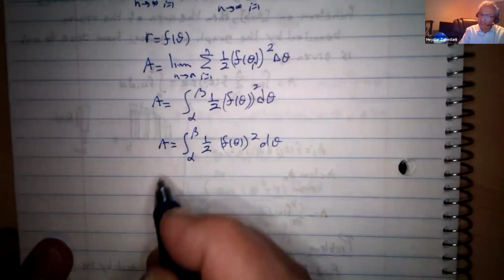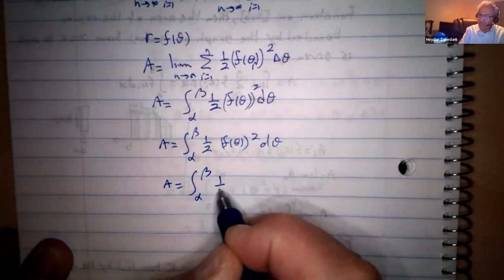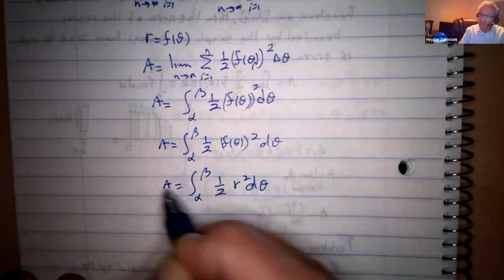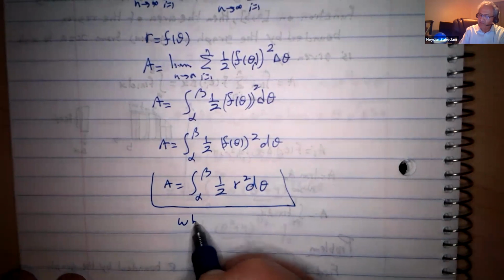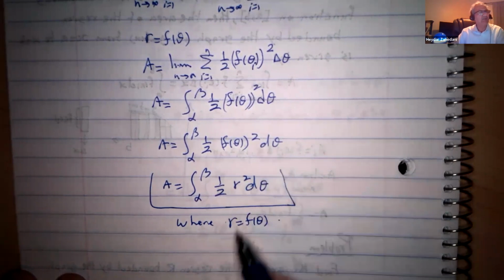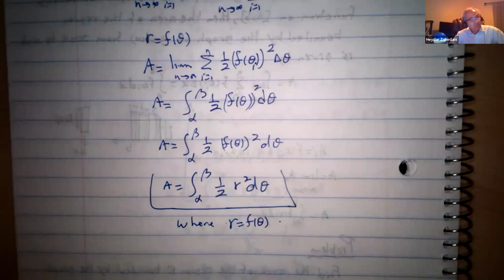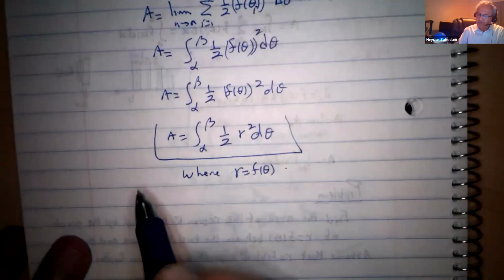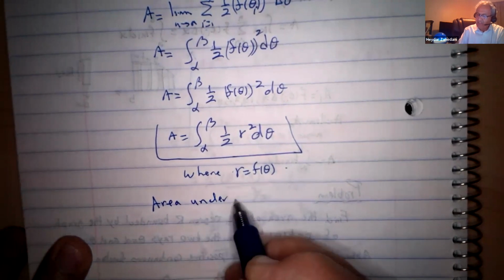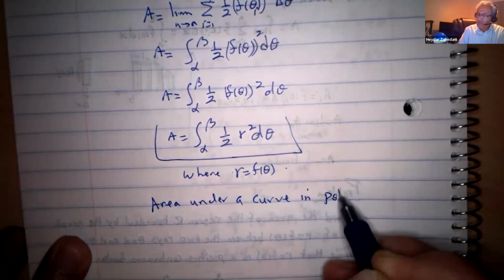Or if you don't like this one, it's A equals the integral from alpha to beta of 1/2 r squared d theta, of course, where r is equal to f of theta. So we can write it in the function form or in this format. This is going to be the area under a curve in polar form.